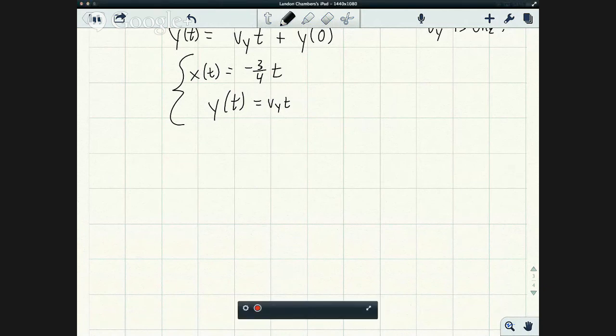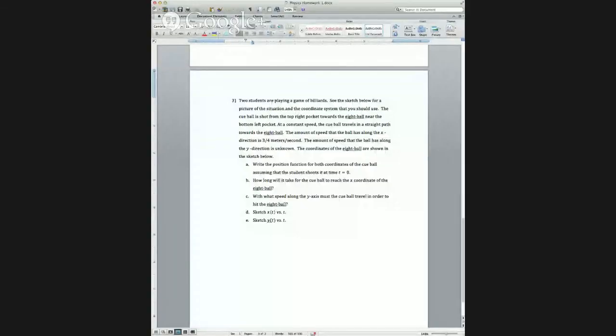Let's go ahead and bring up the homework once again. Just look at the rest of the questions, and I'll go through them verbally and leave it to you to figure out the rest. I don't want to spoil too much of the homework for the classmates who don't see the video. How long will it take for the cue ball to reach the x-coordinate of the 8 ball?